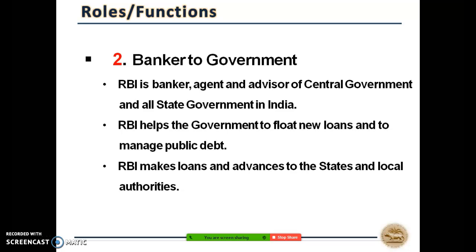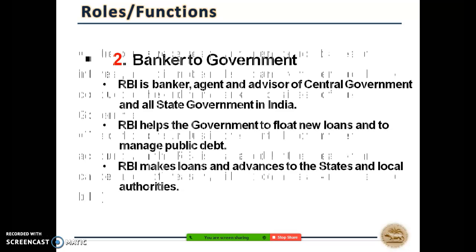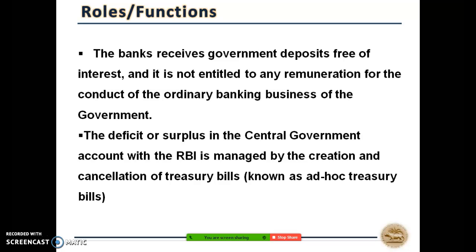Second function, banker to government. RBI is the banker, agent, and advisor of the central government as well as all state governments in India. RBI helps the government to float new loans and to manage the public debt. RBI makes loans and advances to the states as well as the local authorities. The bank receives government deposits free of interest and is not entitled to any remuneration for the conduct of ordinary banking business of the government.